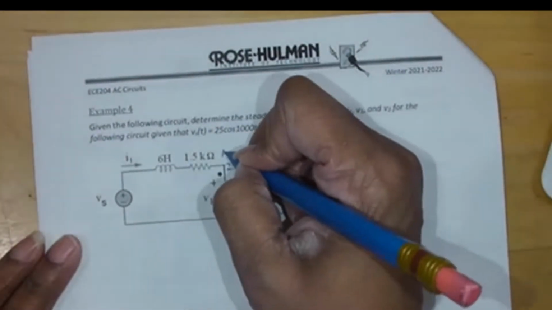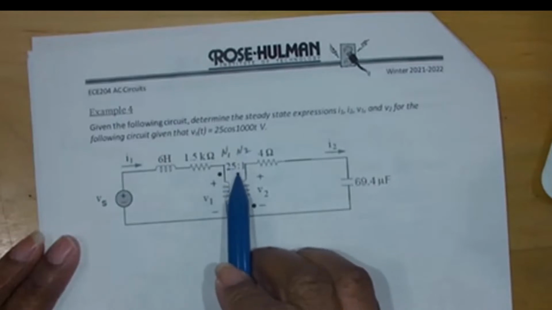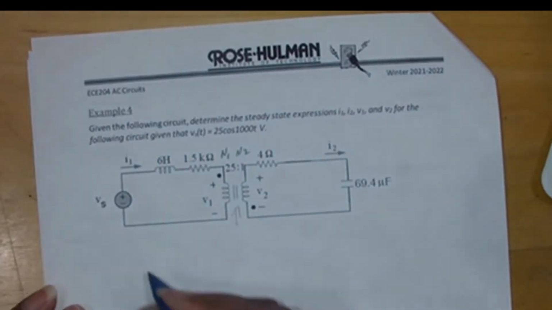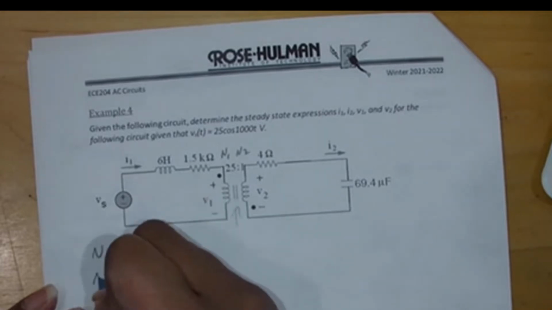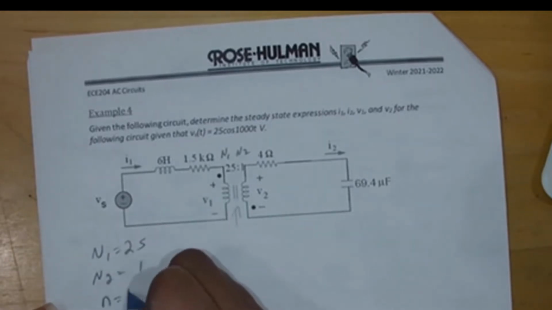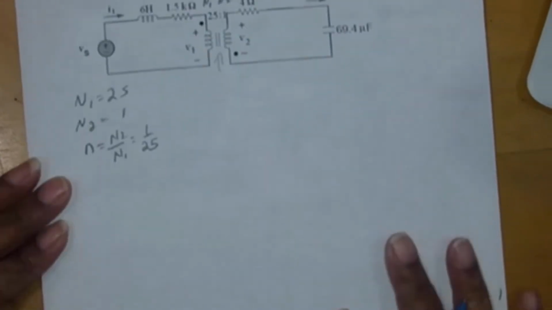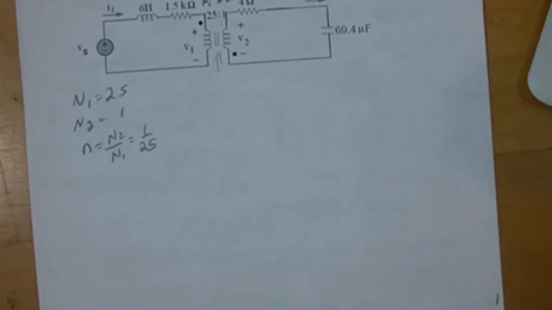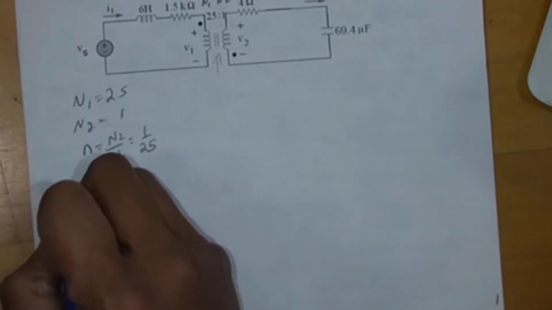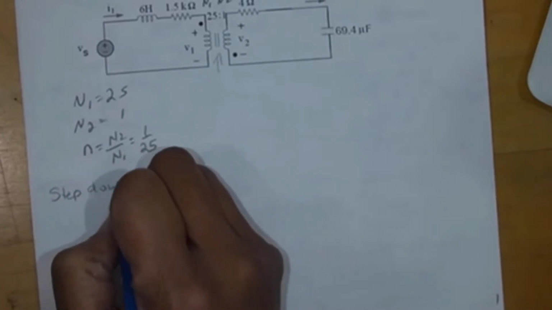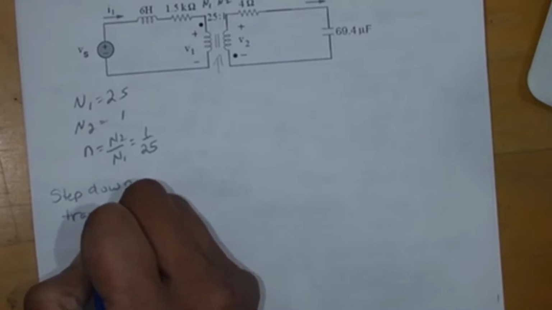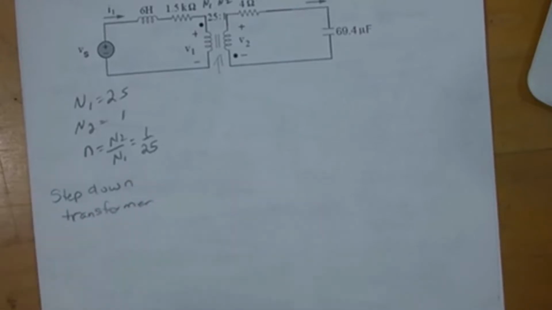And now, N1 and N2 represent the number of turns. So I have N1 is 25 and N2 is 1. So that ratio, N2 over N1, is 1 over 25 for this circuit. And that means we have a step down transformer. That means I put in a bigger voltage than I get out. Any questions so far?